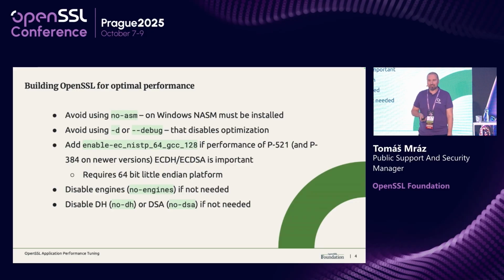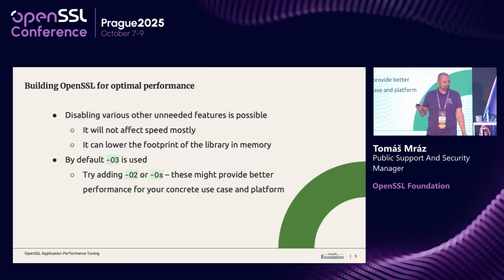You might want to disable engines if you don't need them. That won't be needed with 4.0, hopefully, because they won't be there anymore. You should disable, for example, DH and DSA if you don't need them, and so on. So yeah, you can disable various unneeded features if this might help you. It will not affect speed, most likely, but it can lower the footprint of the library in memory. So that might indirectly affect the speed, but not much.